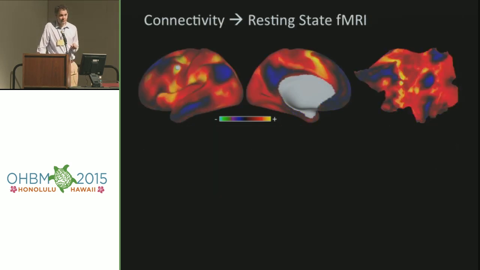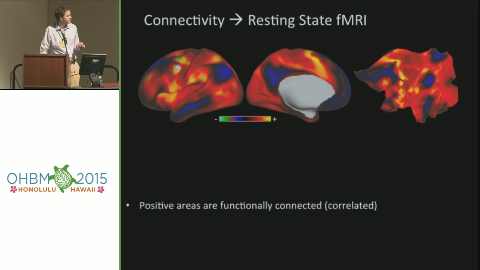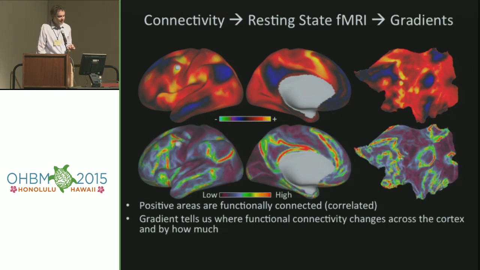Connectivity is very important for finding areal boundaries. So we've got a seed for this functional connectivity map right up here. And the regions that are yellow are functionally connected to this location. The regions that are blue are anti-correlated. And the gradient tells us where the functional connectivity changes across the surface and by how much.